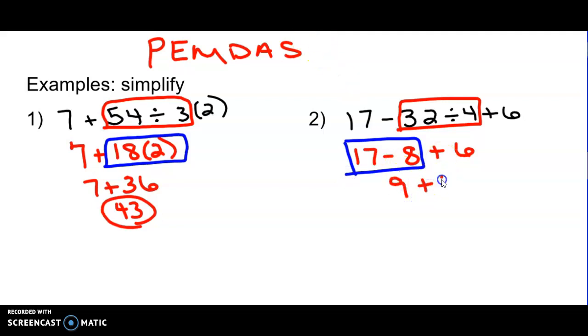And then I'm going to bring my plus 6 down. So now we can just simplify this. 9 plus 6 equals 15. That's my final answer.